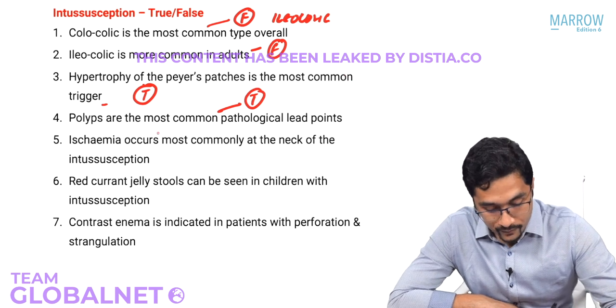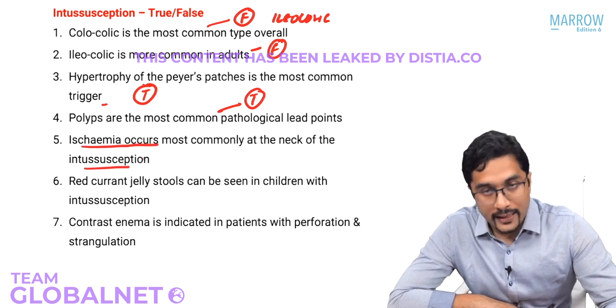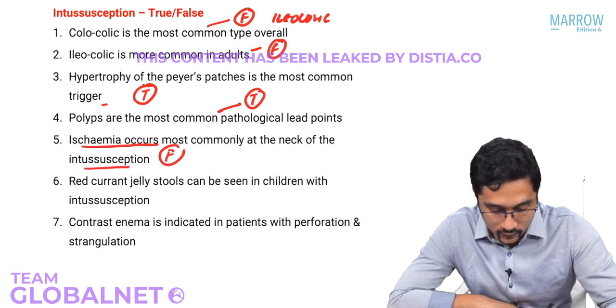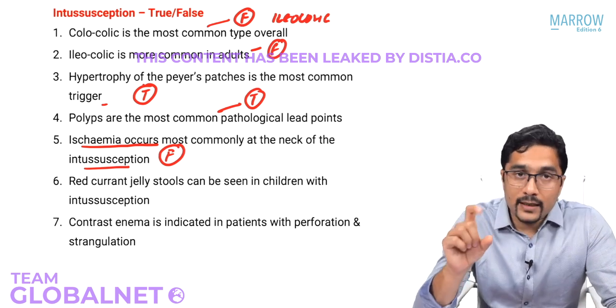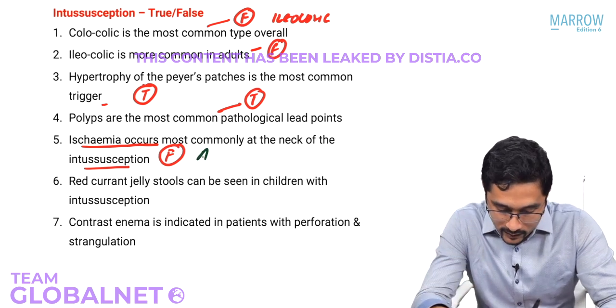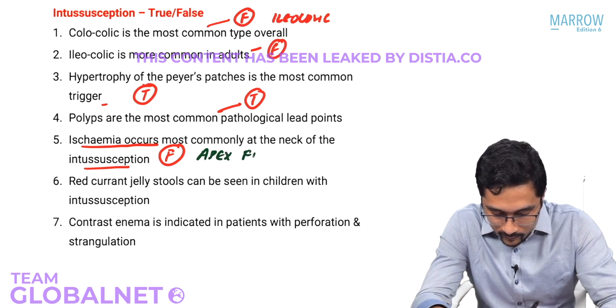This is also true. Ischemia most commonly occurs at the neck of intussusception. This I told you is false. I told you neck is the narrowest portion, but ischemia is going to occur first at the apex. First and most commonly at the apex.